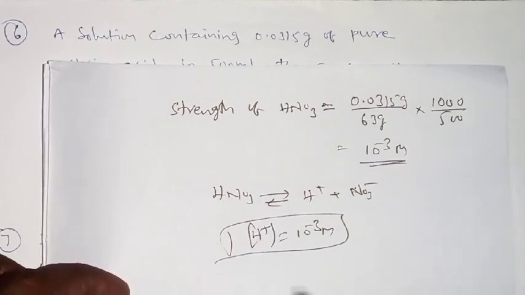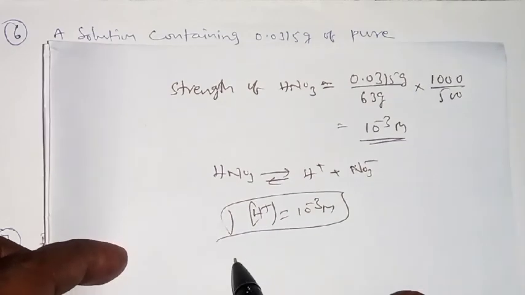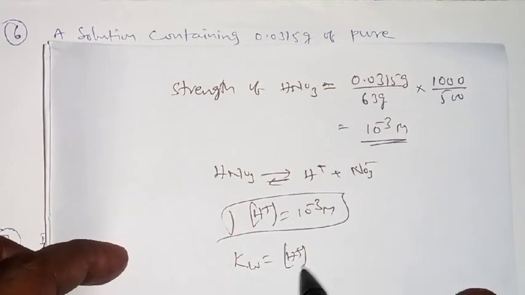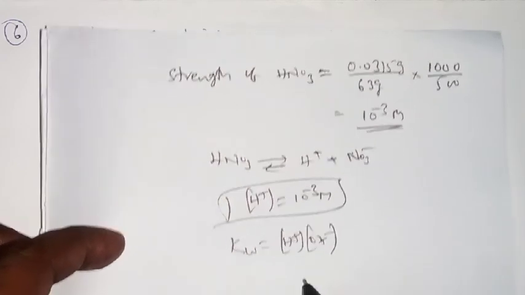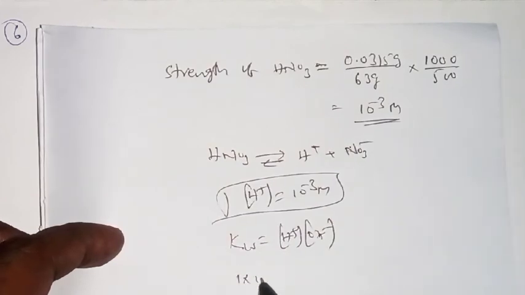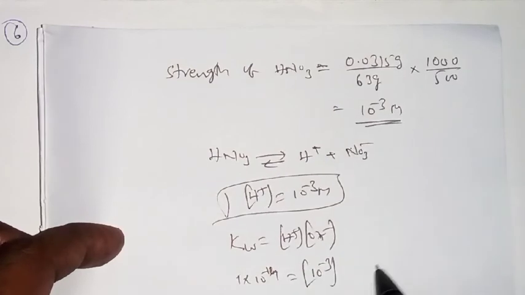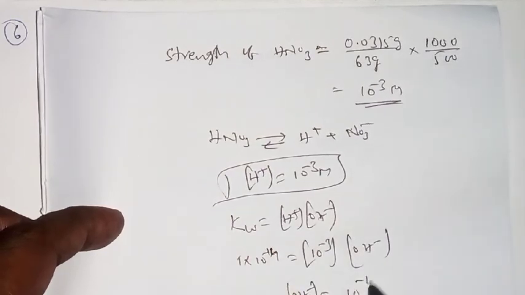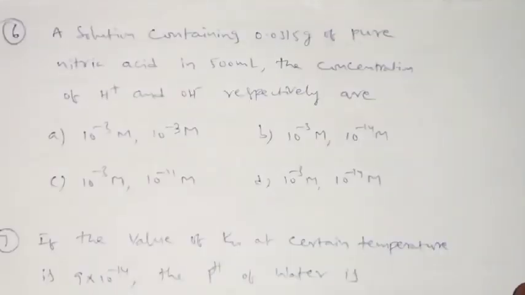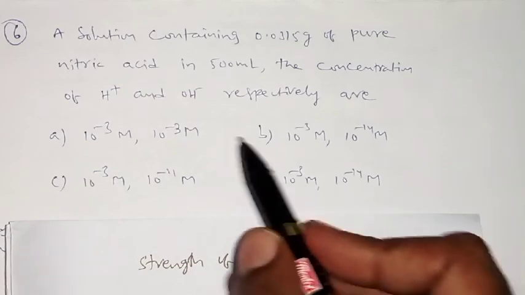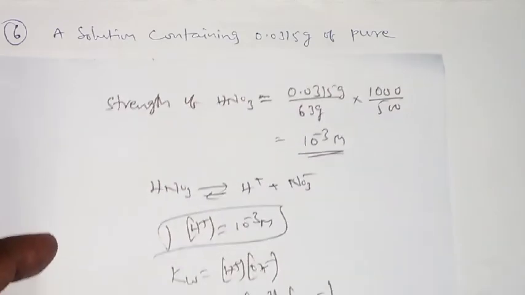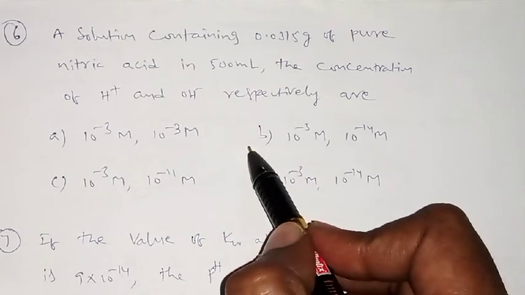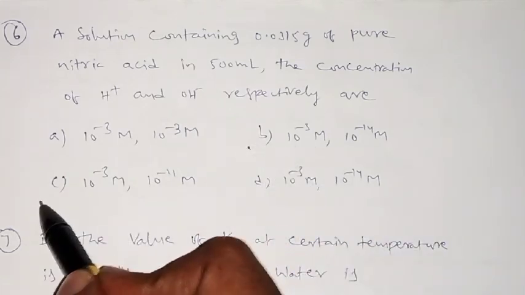Once you get the H plus ion concentration, the OH minus ion is very easy. What is that? You know Kw equals H plus concentration into OH minus ion concentration. The Kw value you already know, 1 into 10 power minus 14. Then equal to the H plus concentration we got already, into OH minus. If you simplify, the OH minus ion concentration equals 10 power minus 14 by 10 power minus 3, which gives 10 power minus 11. Then what is the answer here? H plus and OH minus ion respectively were asked, that is why 10 power minus 3, 10 power minus 11. This is the correct answer.